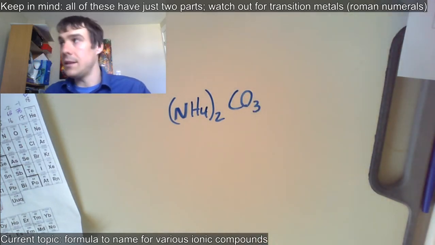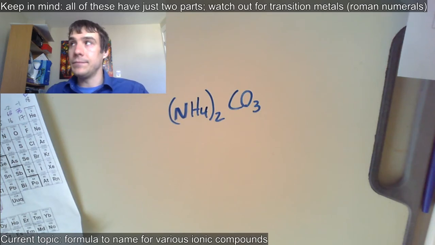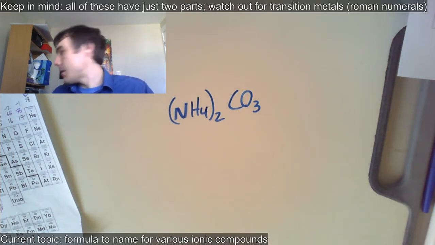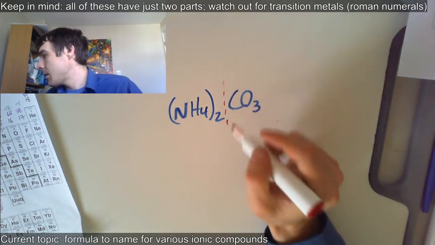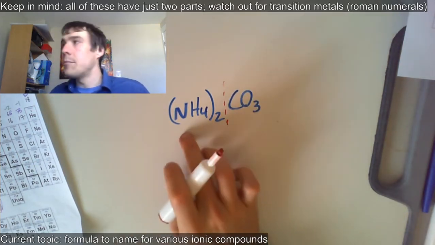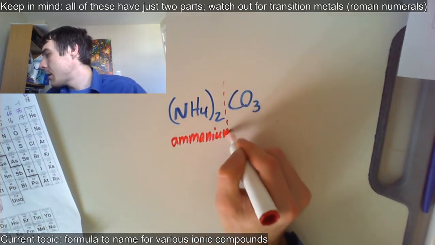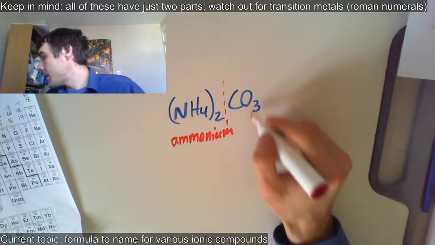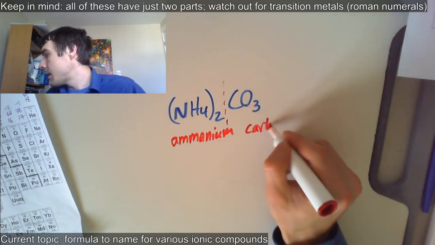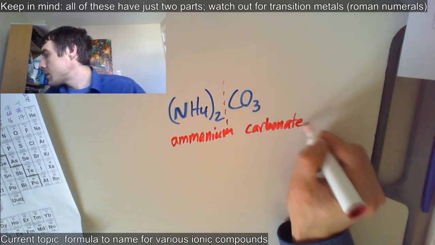Okay, this is weird looking, and you have to figure out where to chop it. You chop it here because that's ammonium. We have a name for that already. It's called ammonium, and this is carbonate. We have a name for that too. And that just comes from experience.